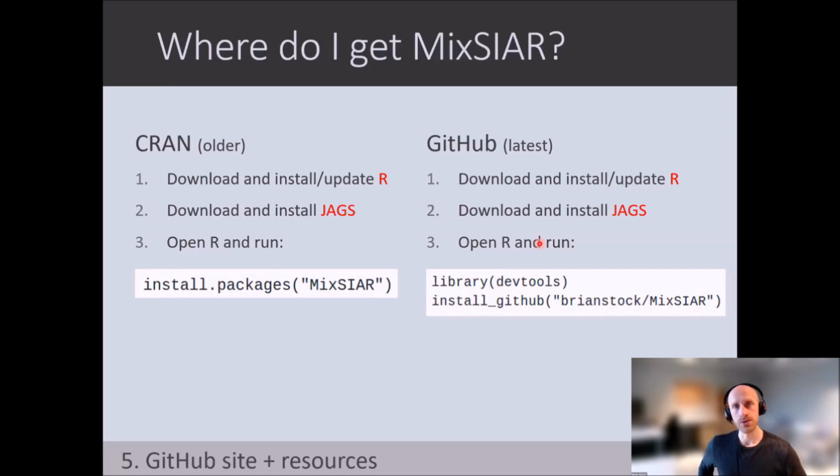If we now want to go and get MixSIAR, it's available on CRAN. It's also available on GitHub. Both of them require you to install R and JAGS, and then you can install in the typical way with install.packages, or you can install using install_github. This is the one that I would recommend because it gets the latest updates, and I don't think I have pushed a release to CRAN in a while.